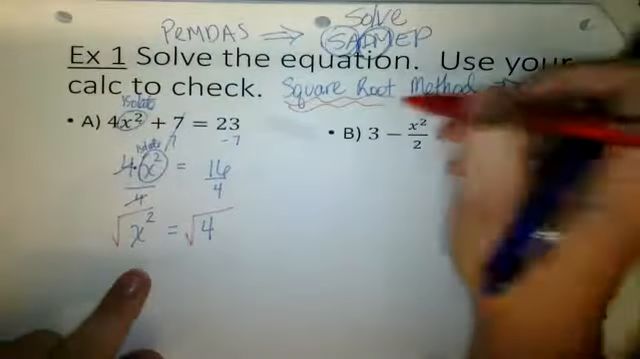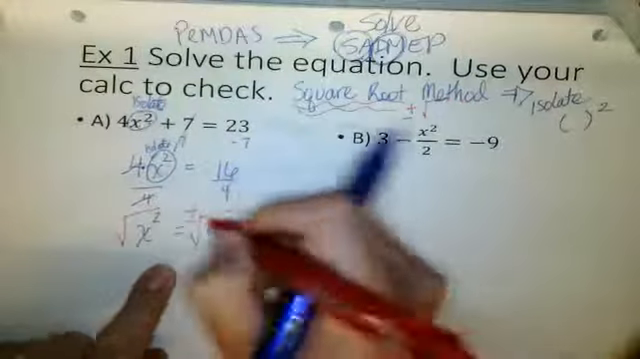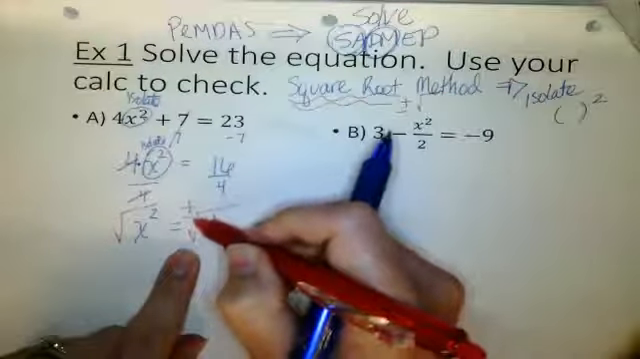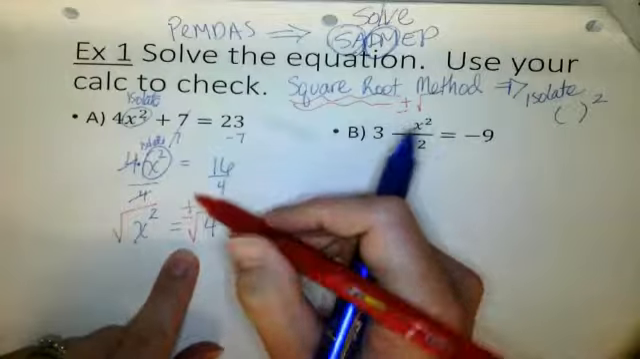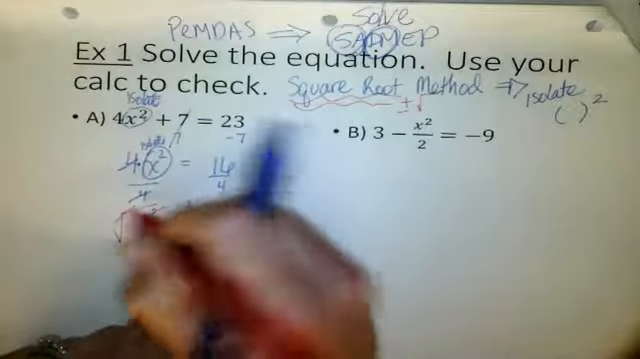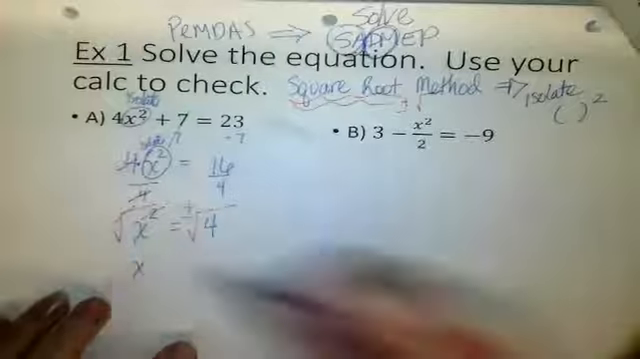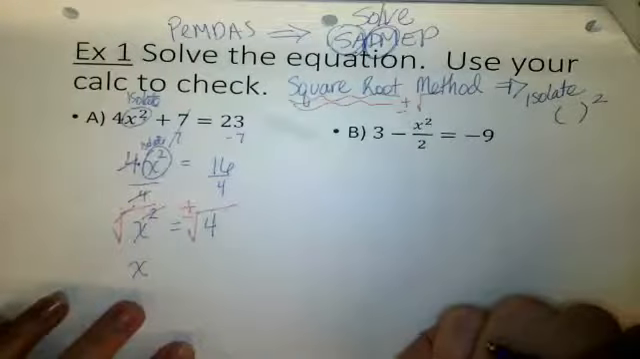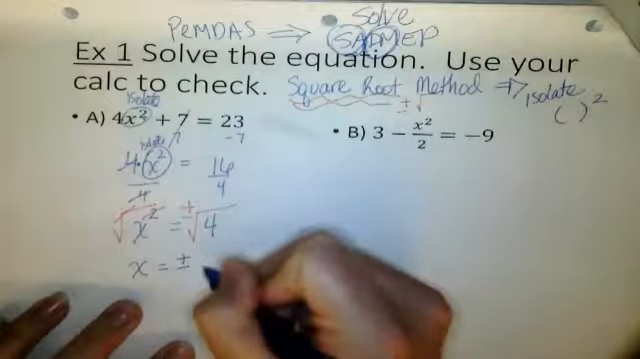When we take a square root, you must remember a plus or minus. So write it down. Always, always. You always have to have a plus or minus when we use the square root method. The square root and the square are inverse operations. They cancel each other out. It's kind of nice. The square root of x squared is just x. And then we have plus or minus the square root of 4.